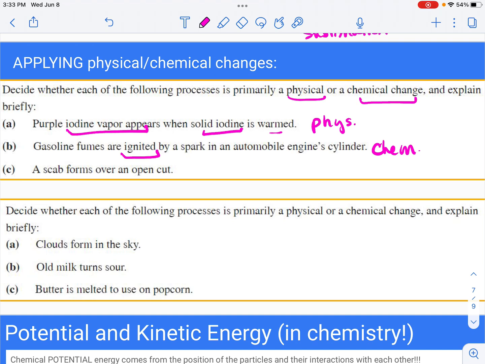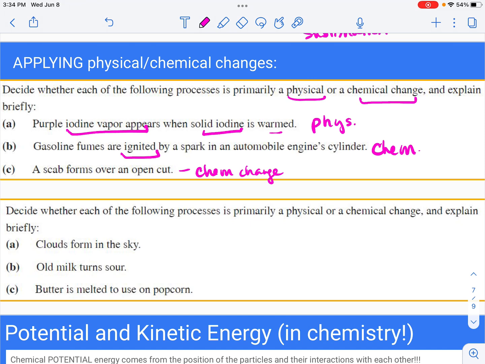A scab forms over an open cut. The AP exam doesn't typically ask you about biology-related things. So if you're not sure about how scabs form, they are not just blood cells or whatever that are forming or pulling themselves together. So a scab, I'm going to guess, is a chemical change. If you look it up, I did not go look it up, but it could be just the fibers are conglomerating together from your bloodstream. But if that's the case, then it would be physical.